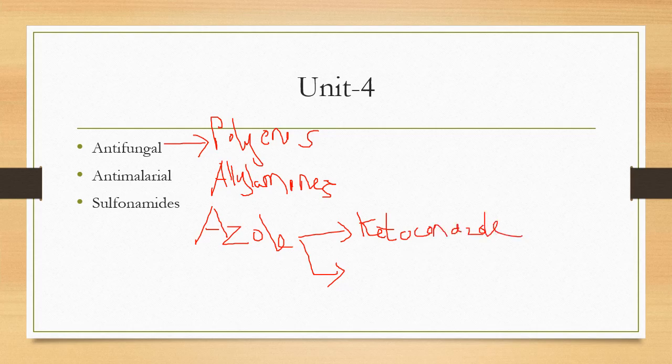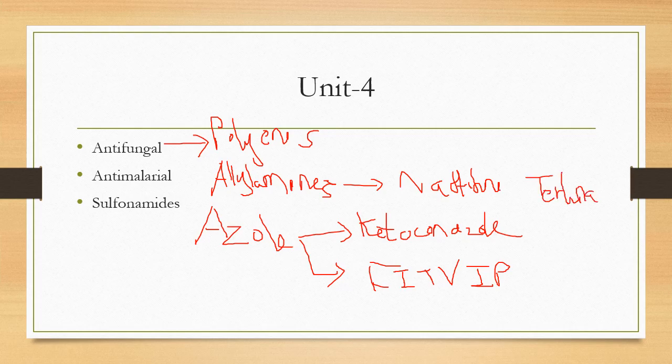FIT-VIP, that is an acronym or a mnemonic for drugs. F stands for fluconazole, I stands for itraconazole, T stands for terconazole, V stands for voriconazole, and P stands for posaconazole. In allylamines, basically naftifine, terbinafine, these are important. Also, there is a special drug called 5-FC, that is 5-fluorocytosine, which is the only anti-metabolite that is used in antifungal drugs. So this is a point that you have to remember, that 5-fluorocytosine is the only anti-metabolite used as an antifungal drug. In MCQ, it could be asked.